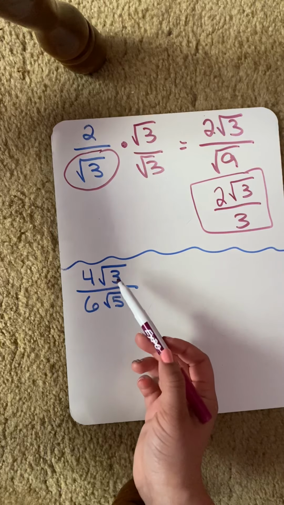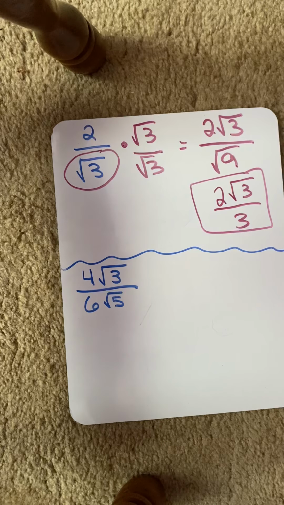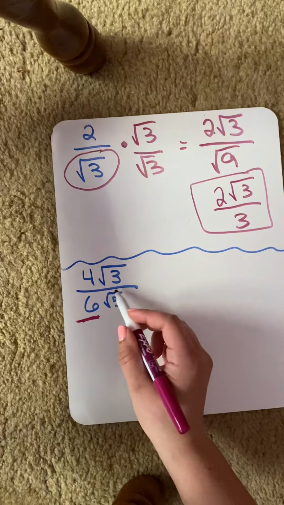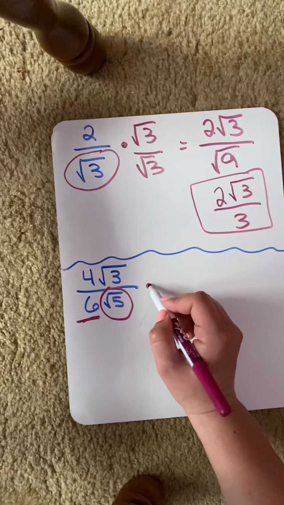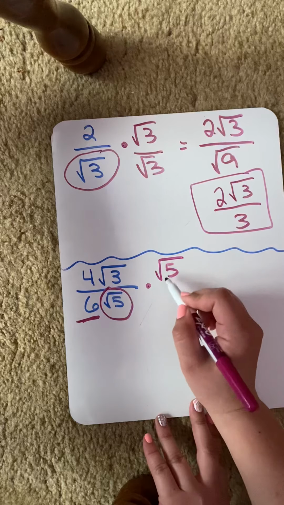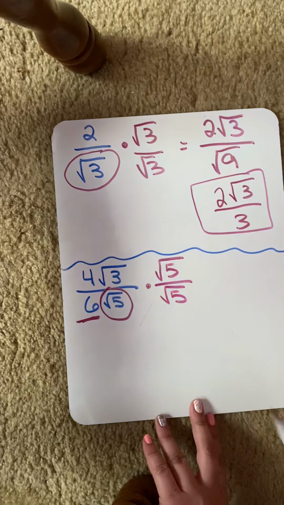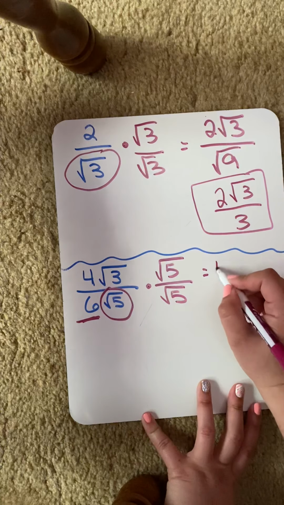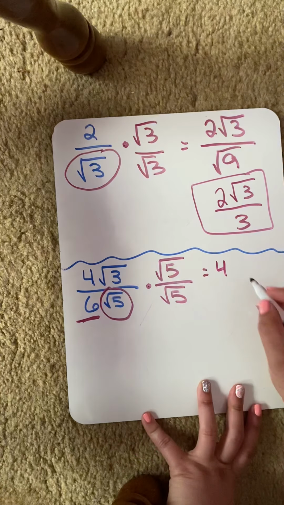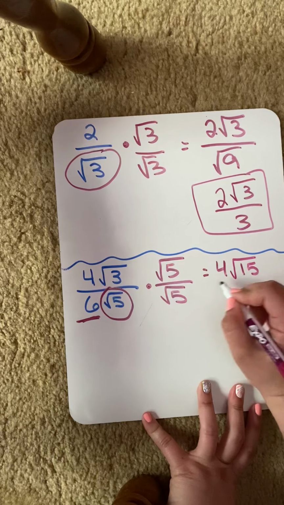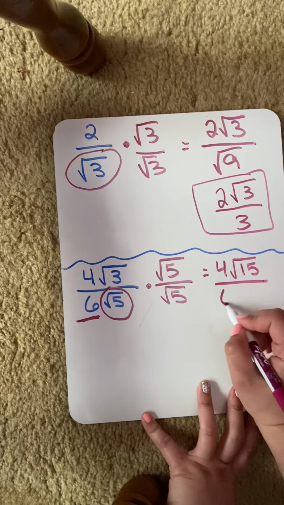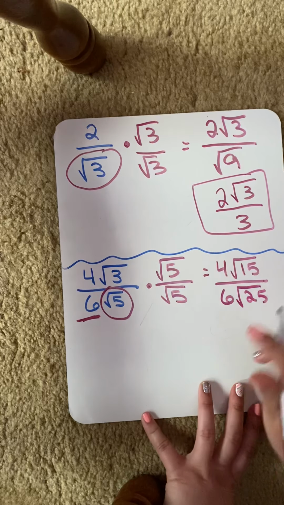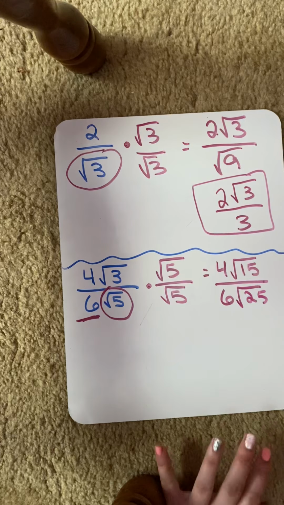So now 4 times square root of 3 over 6 times the square root of 5. So you don't need to multiply by the number in front, just by the radical. So we're just going to multiply the top and bottom by the square root of 5. So 4 times 1 is 4. Square root of 3 times square root of 5 is the square root of 15. 6 times 1, then the square root of 5 times the square root of 5 is the square root of 25. And your last step is always to simplify.